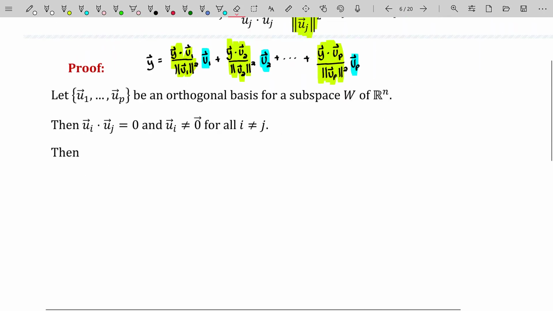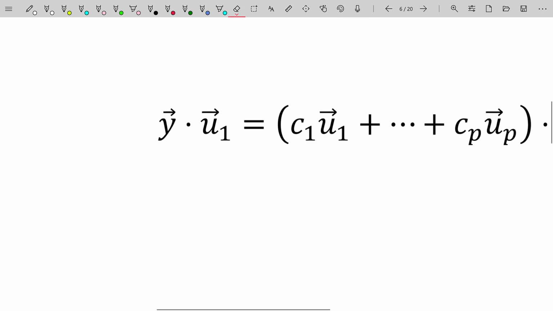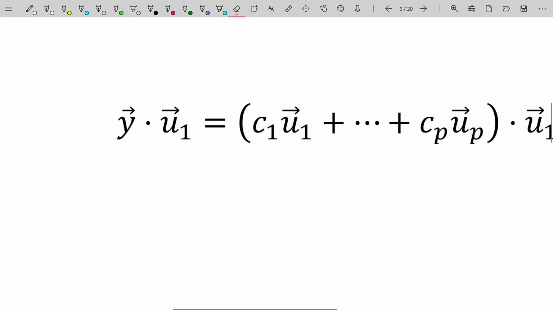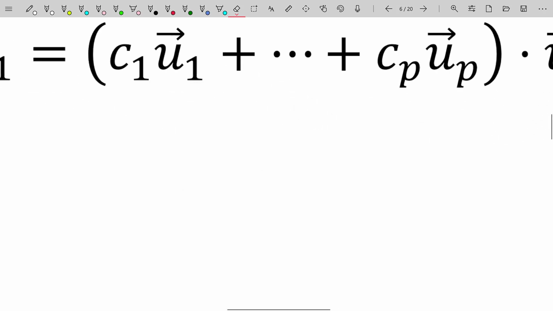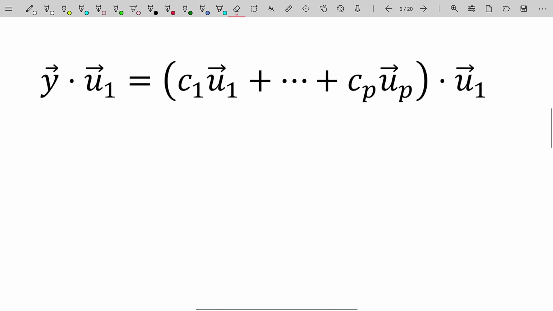Well, then let's look at just y dotted with u sub 1. You might wonder why I'm saying that, but it's kind of the same argument I did in the last video, where I'm using just u sub 1 as an example here. Without loss of generality, let's focus in on u sub 1. So y dotted with u sub 1, well, we know that y can be written as a linear combination of those basis vectors. We just don't know what c1 all the way to cp are.